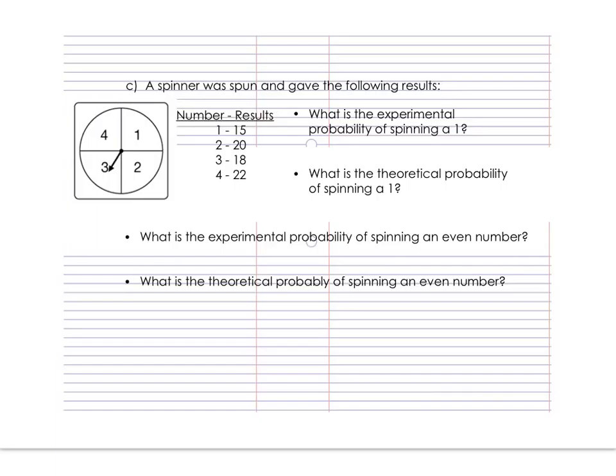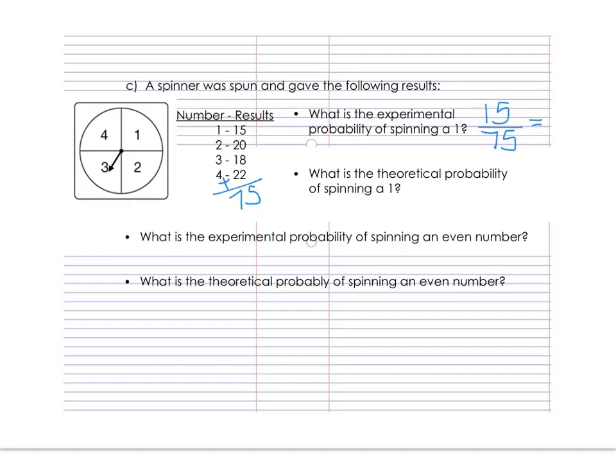So the first question says, what is the experimental probability of spinning a 1? Again, probability is how many times the event occurred. Well, we know from our results that it happened 15 times out of the total number of spins. So we need to add up how many spins I did. If I add all of those up, hopefully we all end up with 75. So we had 15 where it landed on the number 1 out of our 75 total spins.